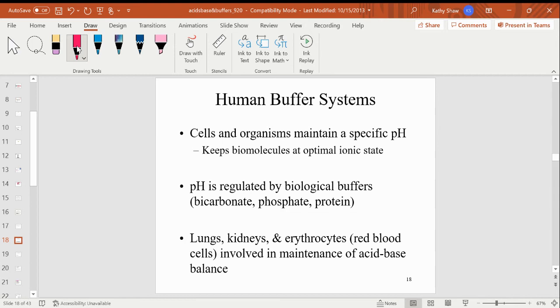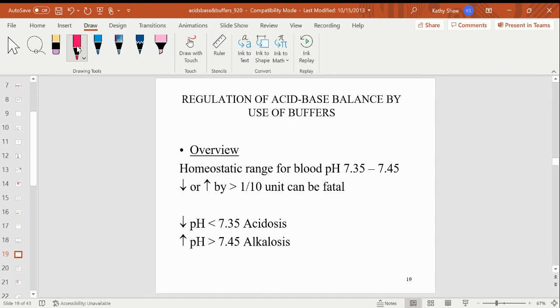Okay, let's talk about human buffering systems. So we have different systems in us, in our cells, in our tissues, that buffer, depending on where you are, what tissue, different ones act there. So what we're trying to do is we're trying to stay in this 7.35 to 7.45 range. If we get too far out of that, it can be fatal. So it's really important that we stay in it. If we go below 7.35, we get a condition called acidosis. Go above 7.45, we get a condition called alkalosis. We're too alkaline. So we'll talk about that.